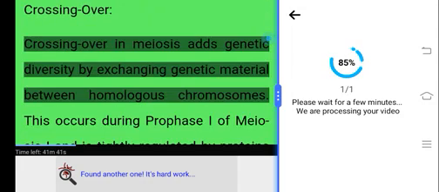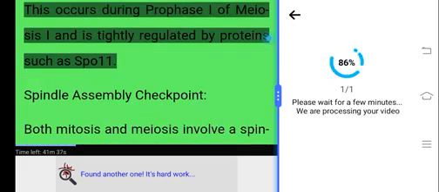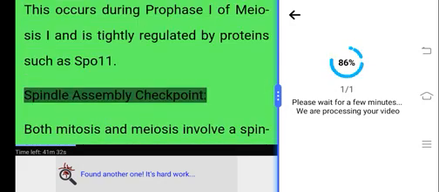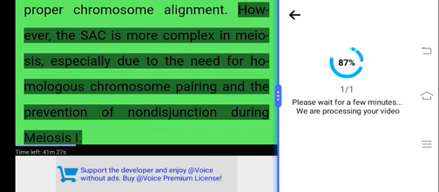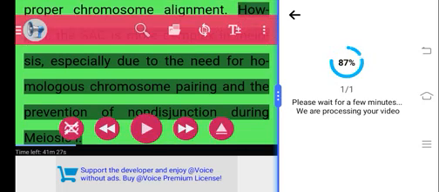Crossing over. Crossing over in meiosis adds genetic diversity by exchanging genetic material between homologous chromosomes. This occurs during prophase I of meiosis I and is tightly regulated by proteins such as SPO11. Spindle assembly checkpoint. Both mitosis and meiosis involve a spindle assembly checkpoint to ensure proper chromosome alignment. However, the SAC is more complex in meiosis, especially due to the need for homologous chromosome pairing and the prevention of non-disjunction during meiosis I.